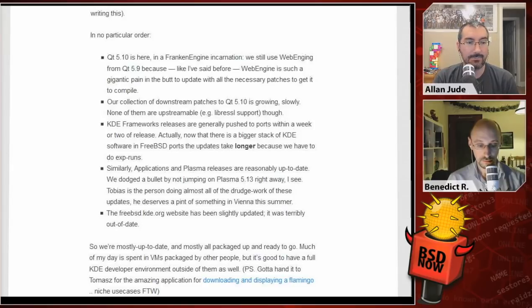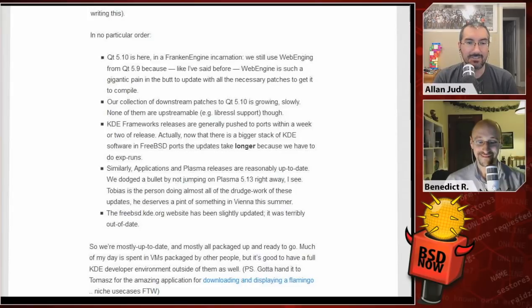The KDE frameworks releases are generally pushed to ports within a week or two of their updating. Actually, now that it's a bigger stack of KDE software in FreeBSD ports, the updates take slightly longer because we have to do a whole exp run to make sure it doesn't break everything, since a bunch of non-KDE things depend on Qt, for example. Similarly, applications and Plasma releases are reasonably up to date now. Dodged a bullet by not jumping to Plasma 5.13 right away, it turns out.